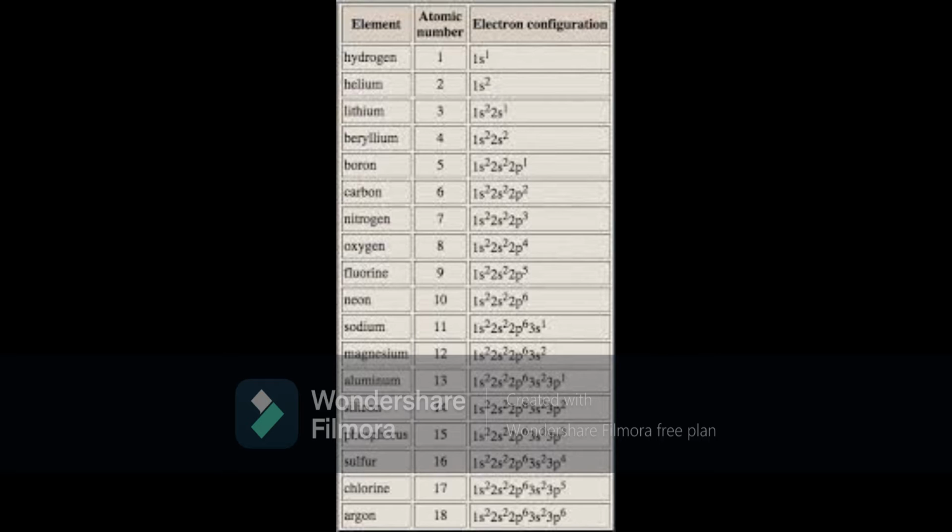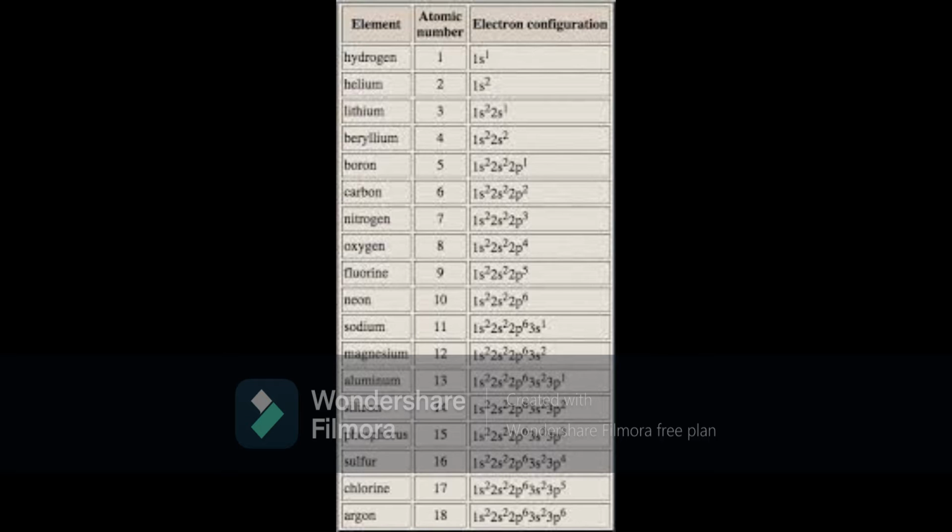Beryllium, atomic number is 4, 1s2 2s2. Boron, atomic number is 5, 1s2 2s2 2p1. Carbon, its atomic number is 6, its electronic configuration is 1s2 2s2 2p2. Nitrogen, its atomic number is 7, its electronic configuration is 1s2 2s2 2p3.